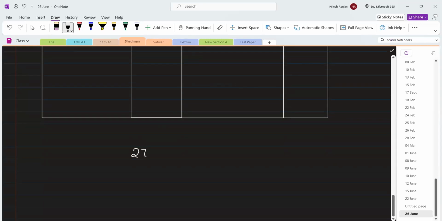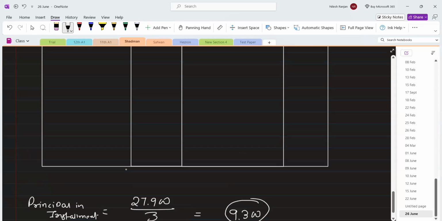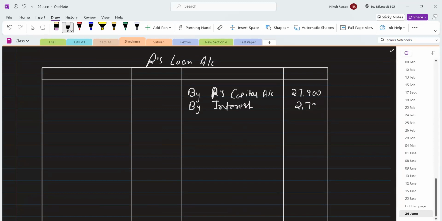Now, every year there is 10% interest and the principal is divided into 3 parts. So this principal amount, 27,900, will be divided by 3. It is 9,300 every year. Along with this principal, 10% interest on the remaining amount every year. So on 27,900 in the first year, you will charge 10% on this amount. So by interest 2,790. The total is 30,690.